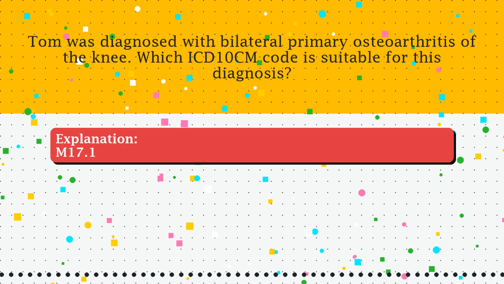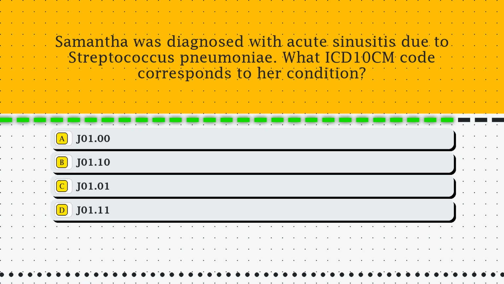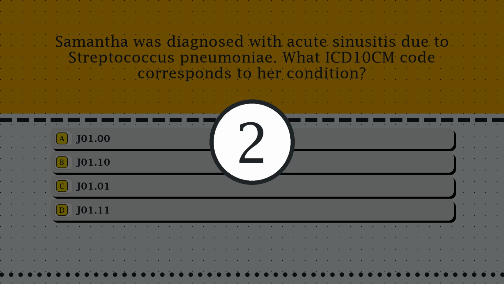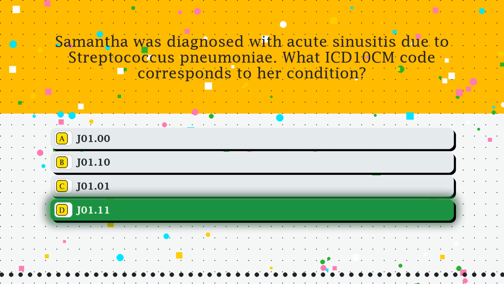Question 237. Samantha was diagnosed with acute sinusitis due to Streptococcus pneumoniae. What ICD-10-CM code corresponds to her condition? Option A, J01.00. Option B, J01.10. Option C, J01.01. Option D, J01.11. The correct answer is option D, J01.11.